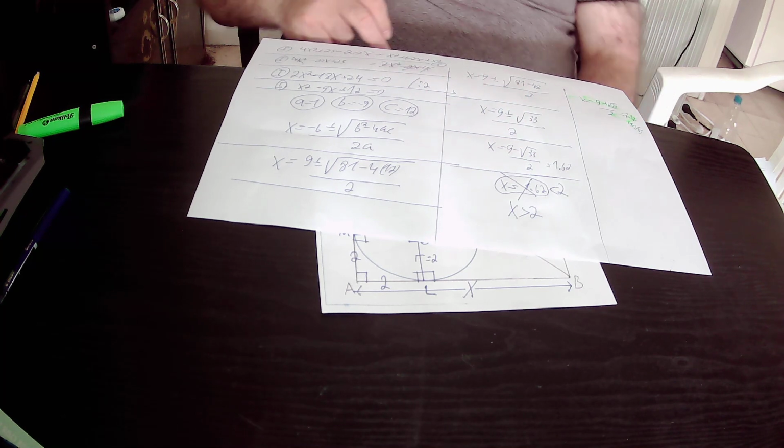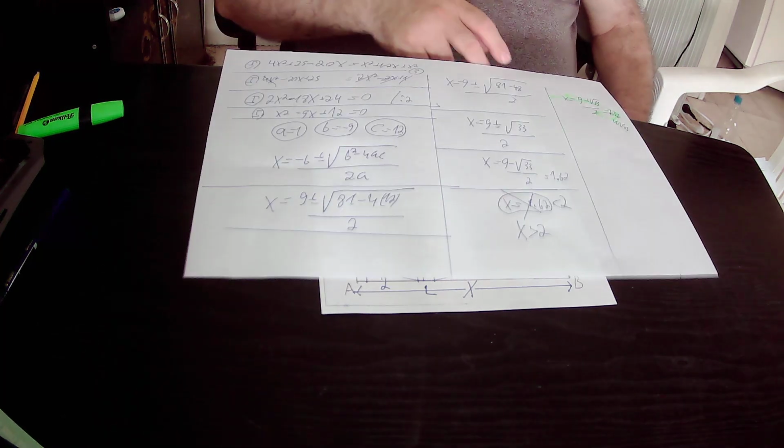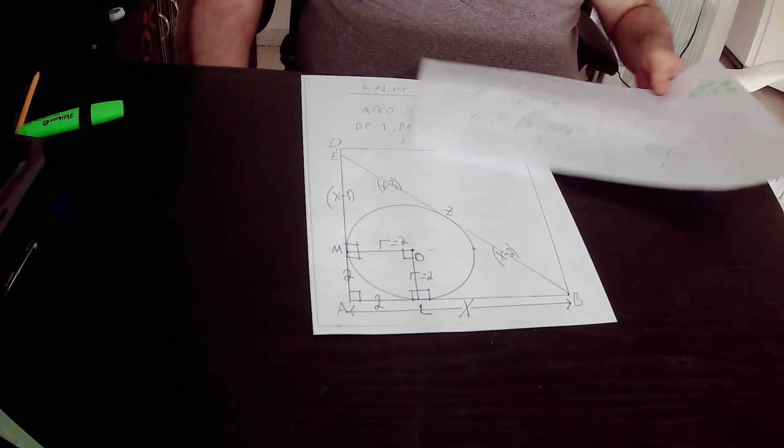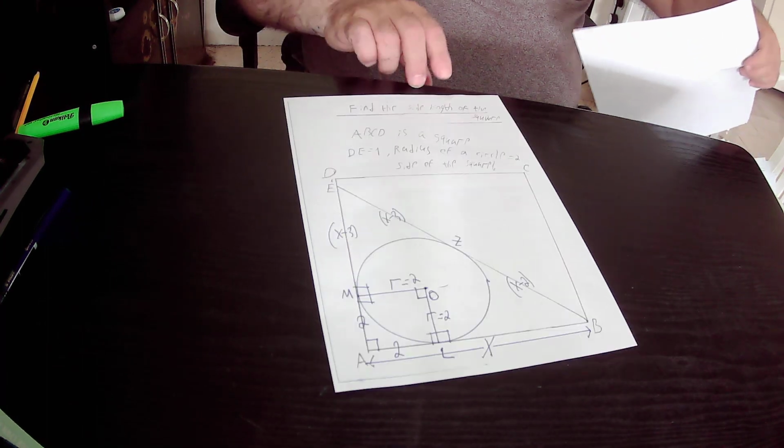We are left only with the second solution, that x equals 9 plus square root of 33 over 2. 9 plus square root of 33 over 2 is about 7.37 units. Okay, so we finished with the first question. In the next step, I present to you the two solutions for the second question.